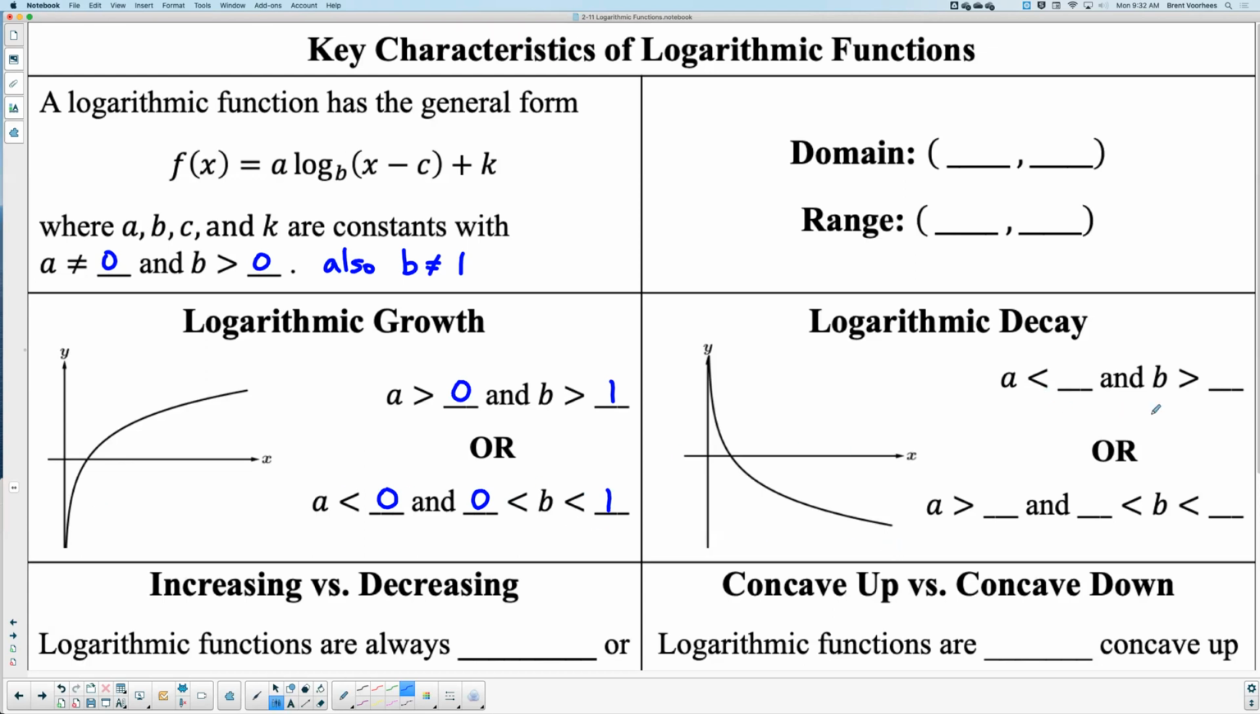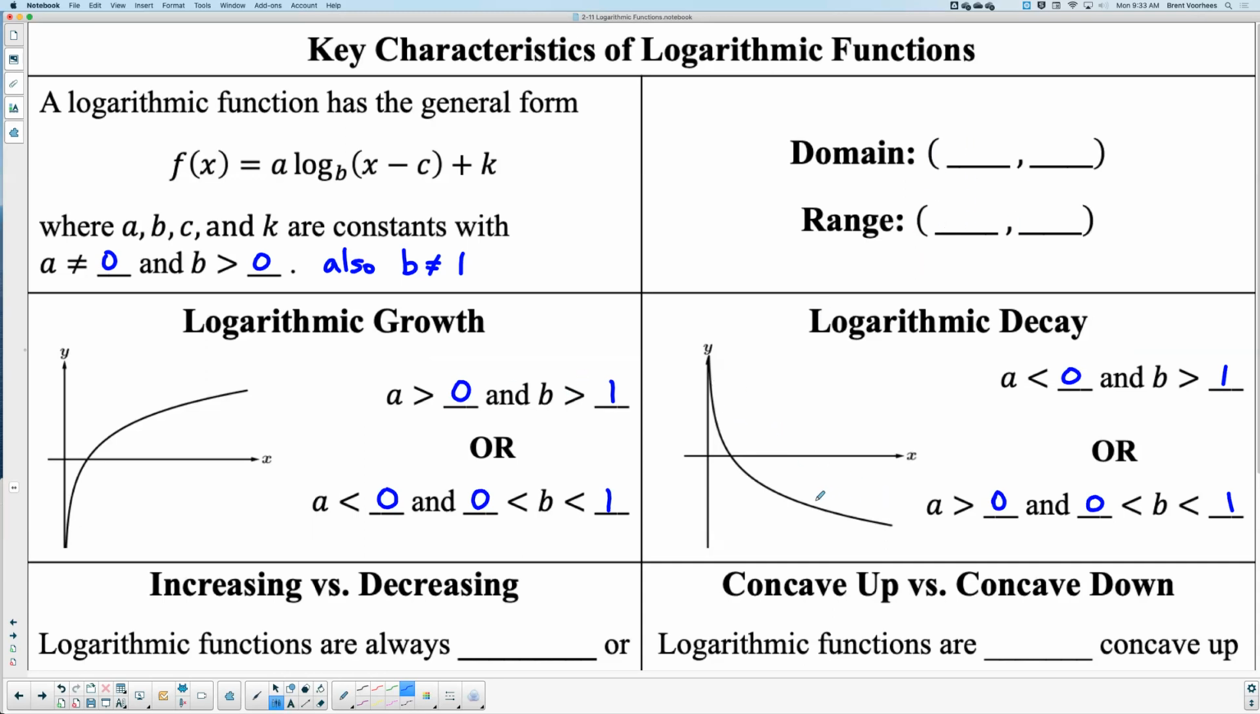Now, let's jump over to decay. Now, decay is going to be a different situation here. So instead of A being greater than 0, A is less than 0. Now, this is when B is still greater than 1. So if B is greater than 1, but A is now negative, it'll be decay. Or if A is now greater than 0, meaning positive, but the base is between 0 and 1, now we have decay. In either of these situations, the domain and range will be the same.